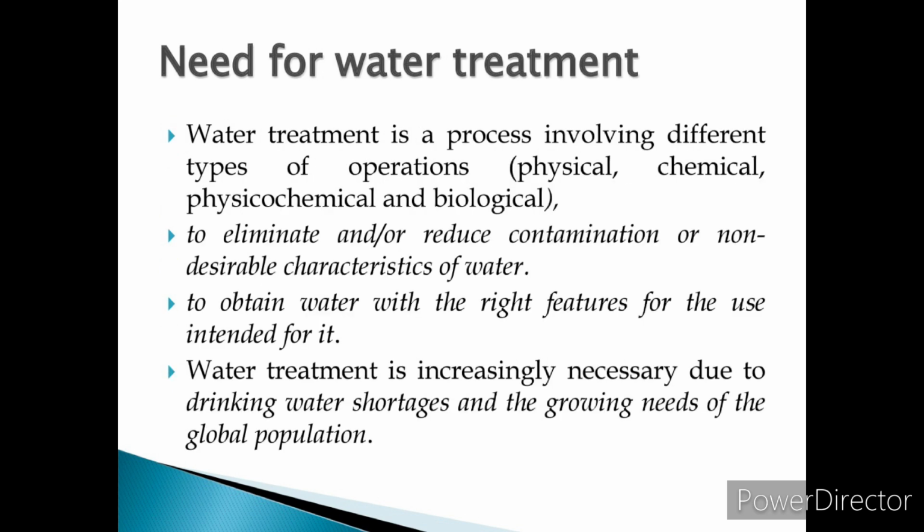Water treatment may involve different types of operations. These operations can be physical, physiochemical, chemical, and biological. Now, why do we need to treat water? The aim is to eliminate or to reduce the contamination or undesirable characteristics of water. Since we know that there is so much pollution around us, there are n number of factors which lead to the contamination of water. The objective of the process is to obtain water with the right features for the use intended for it.